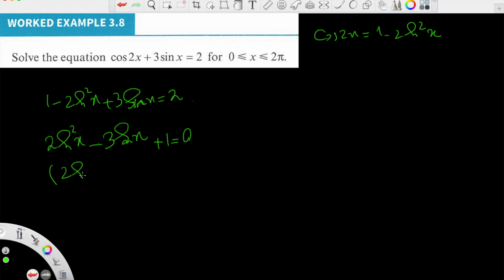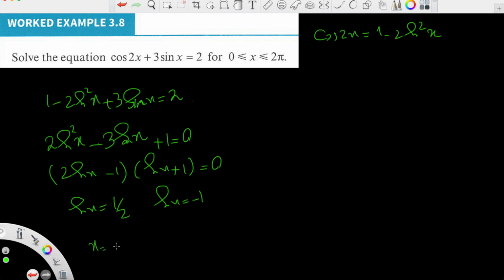So if you factorize, it will be 2 sine of x minus 1 times sine of x minus 1 is equal to 0. Then sine of x is equal to half, or sine of x is equal to 1. And the angle should be expressed in radians between 0 and 2 pi. So if you take sine inverse of 1 over 2, x will be pi over 6. And sine inverse of 1, x will be pi over 2.